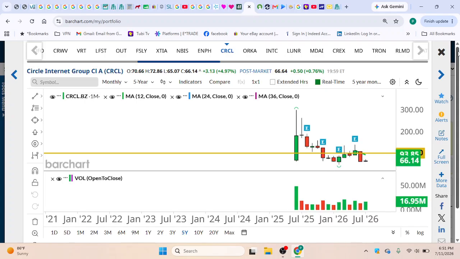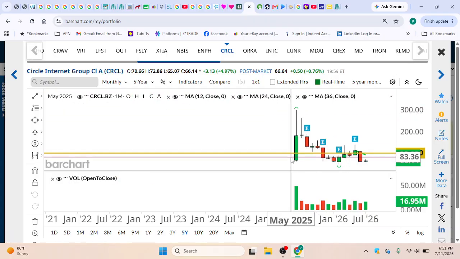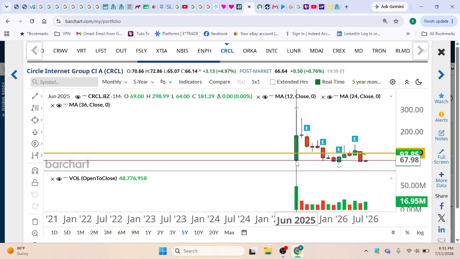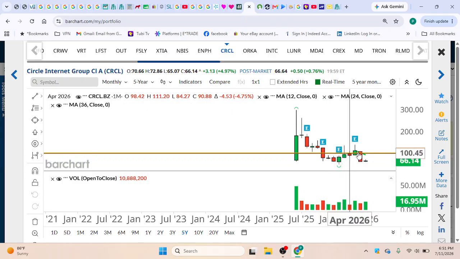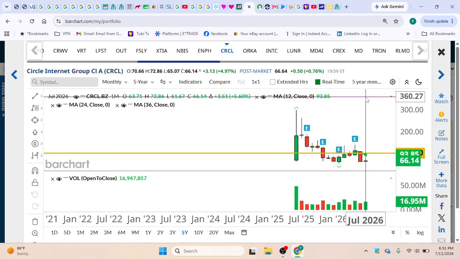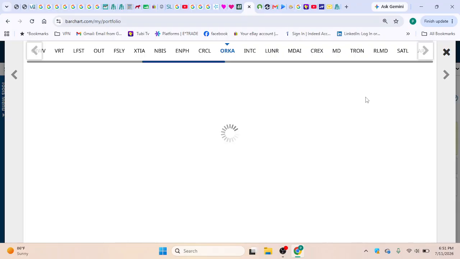Circle Internet Group, trading below all the moving averages. This was an IPO, or a new public company, back in January last year. Went up, got pumped, and dumped. And it's still basically in a downtrend, so no.